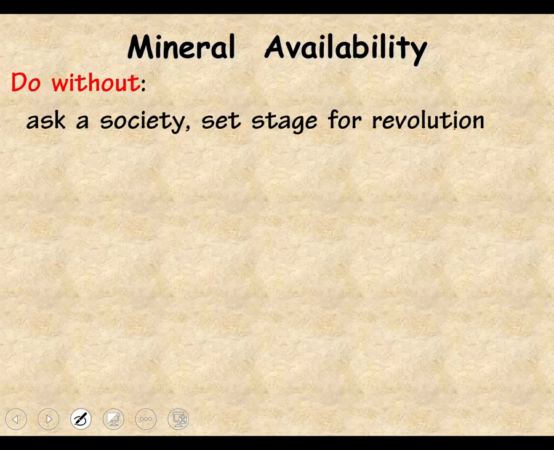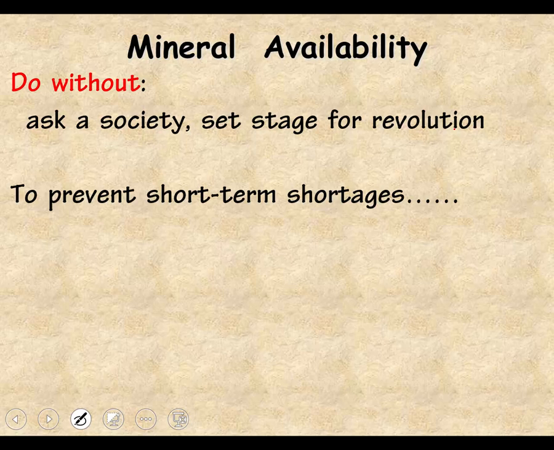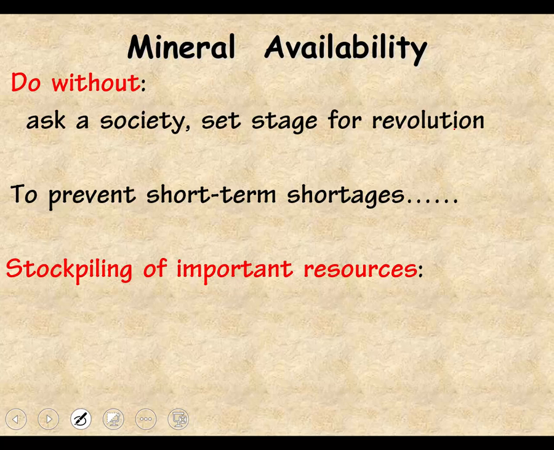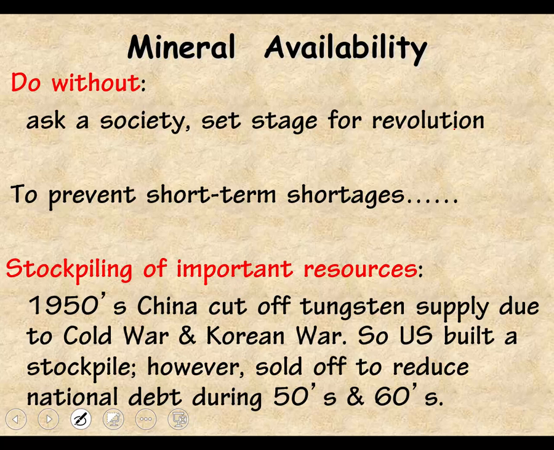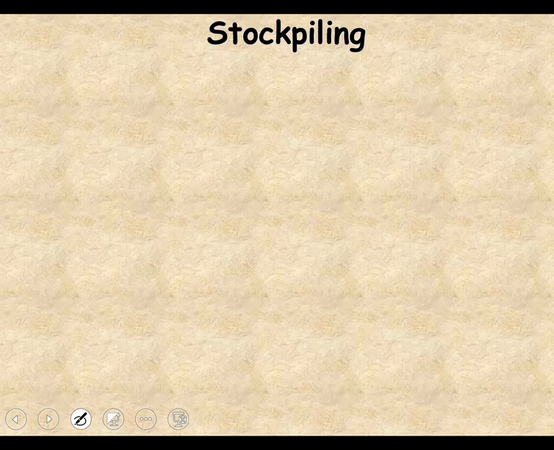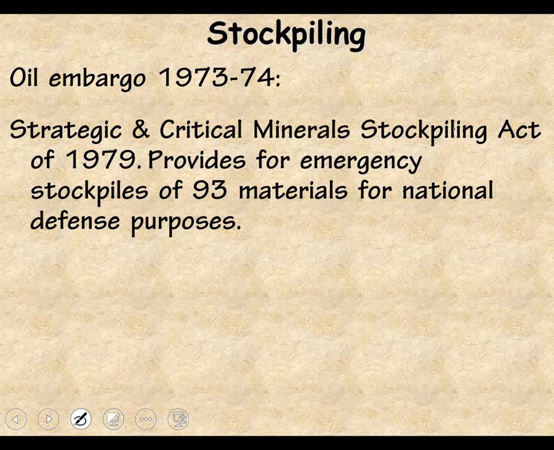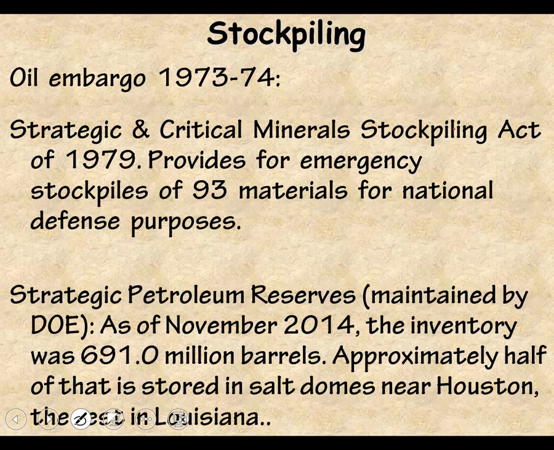The do without, well, that's risky. But what you can do is try to prevent short-term shortages by stockpiling. And you can also ration. I guess I should have added rationing. But for example, in the 50s, China cut off our tungsten, so we built our own stockpile. We then later sold it off. The oil embargo of 73, 74 led to our stockpiling 93 materials, including oil. The strategic petroleum reserve presently has about 700 million barrels of oil stored there.